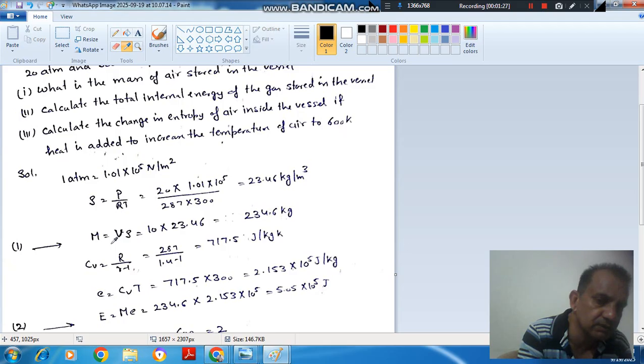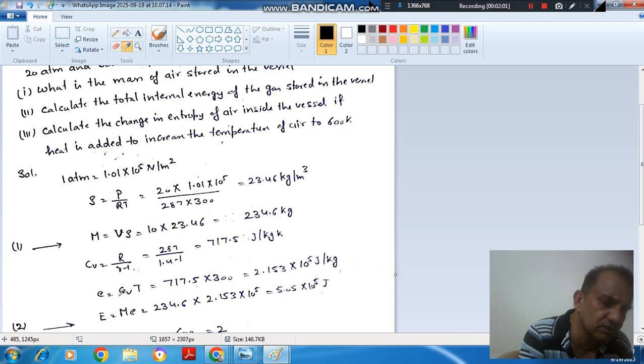And mass is volume of vessel into density, so that is the answer to the first question. Total mass stored of the gas is 234.6 kilogram. So now Cv, either you can remember it, that is 717.5 joule per kilogram per Kelvin, or you can find it out because you know R is 287, gamma is 1.4, so R divided by gamma minus 1, so Cv is just 717.5 joule per kilogram per Kelvin.